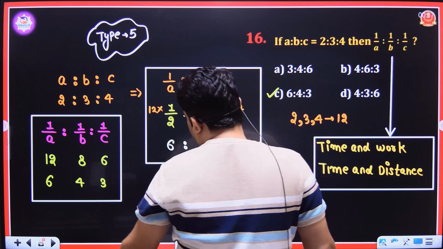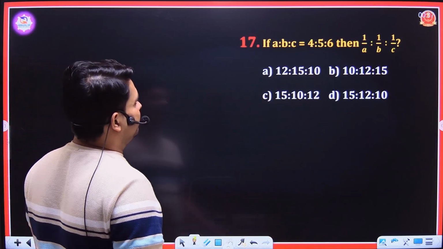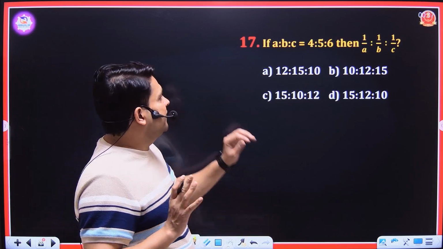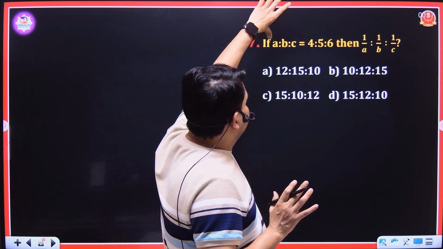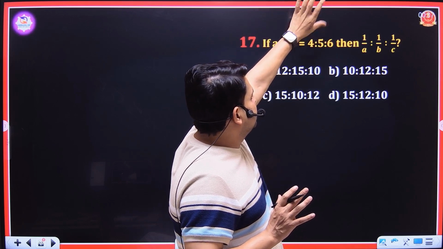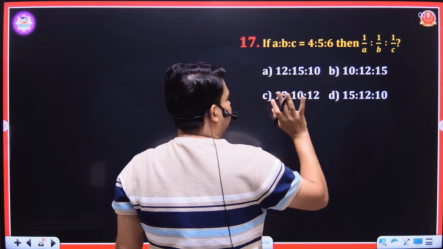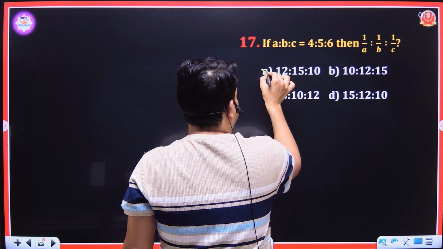This one is the type five ratio. Again, you can write them orally. See, if I have to write A, then hide it. 1 by A: 6 times 5 is 30. So this one is the multiple of 30. You can eliminate this one.